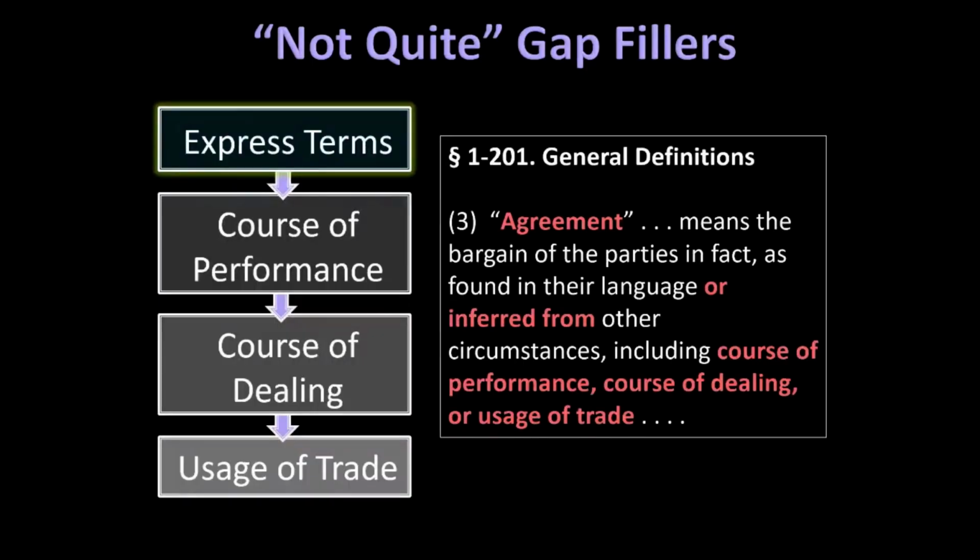By expanding the definition of an agreement to include custom, the UCC limits the need to resort to statutory gap fillers, because gap fillers only come into play where the parties' agreement, that is, the parties' express language as supplemented by custom, is silent on a particular issue. Stated differently, applicable course of performance, course of dealings, or usage of trade will always take precedence over statutory gap fillers where there's a conflict between the two.